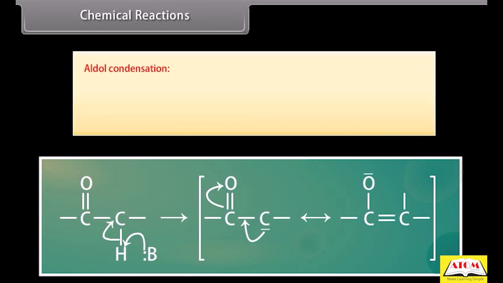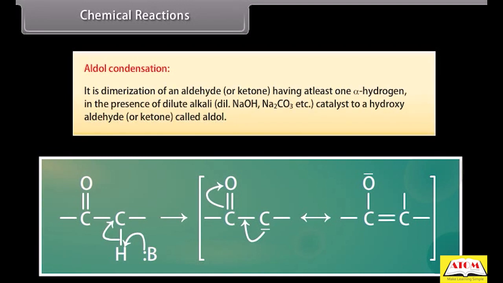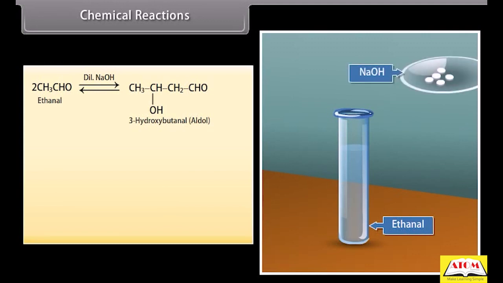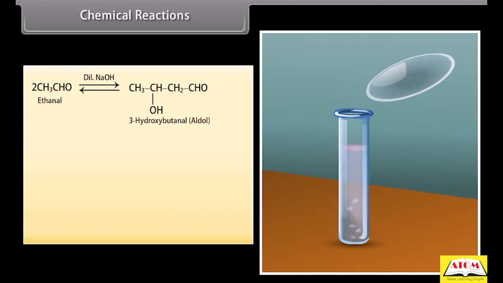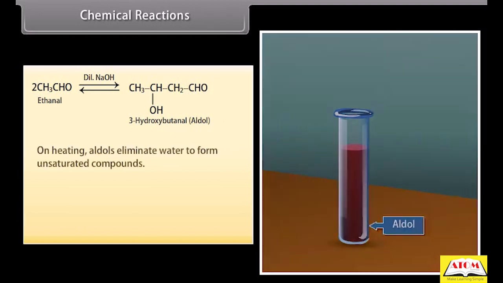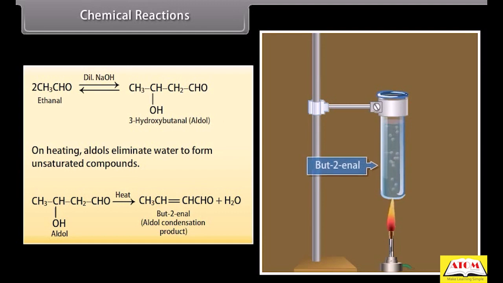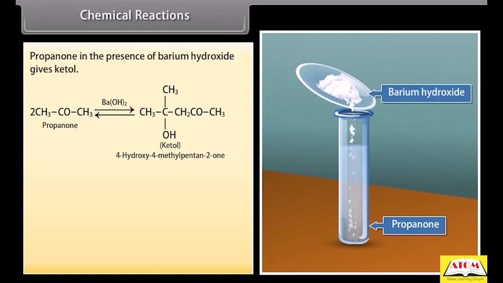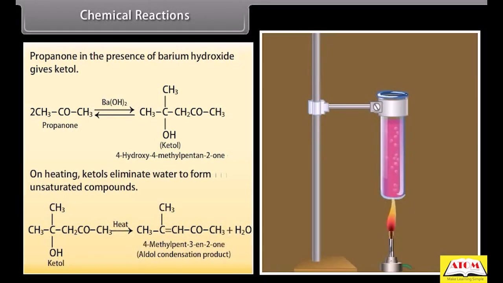Aldol condensation. It is dimerization of an aldehyde or ketone having at least one alpha hydrogen in the presence of dilute alkali such as dilute sodium hydroxide, sodium carbonate, etc., catalyst to a hydroxyaldehyde or ketone called aldol. Ethanal, in the presence of dilute sodium hydroxide, undergoes condensation to form a syrup liquid known as aldol. On heating, aldols eliminate water to form unsaturated compounds. Propanone, in the presence of barium hydroxide, gives ketol. On heating, ketols eliminate water to form unsaturated compounds.